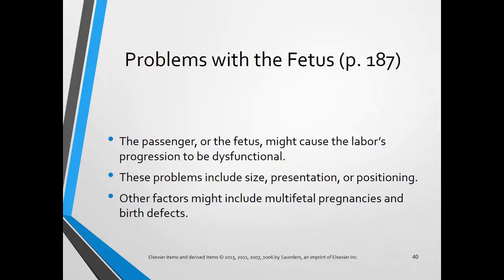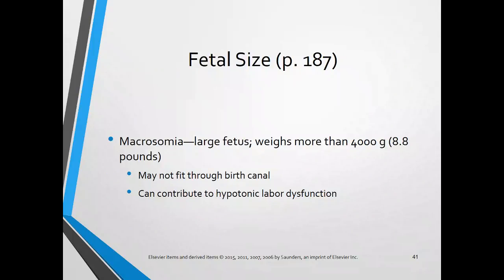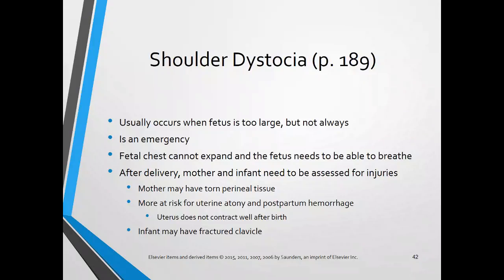Or there may be problems with the fetus. Might cause that labor progression to be dysfunctional. Includes the size, presentation, and positioning. So fetal size, macrosomia. Large fetus may not fit through that birth canal. Then there's shoulder dystocia. Usually occurs when the fetus is too large, but not always.